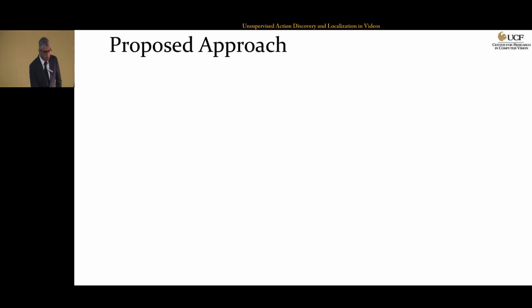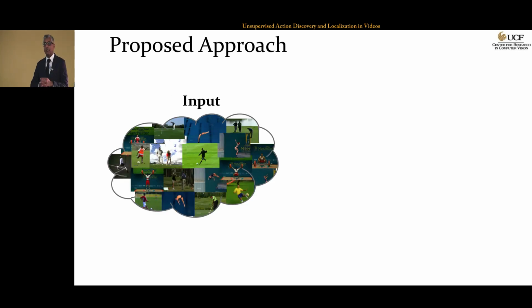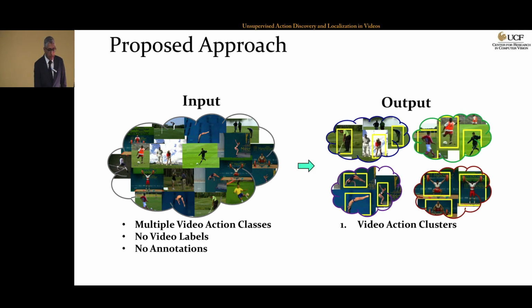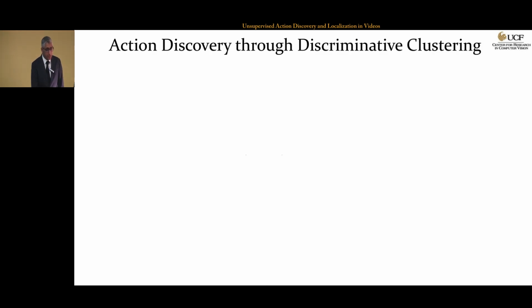So the proposed approach, as I mentioned, is that we are given a set of unlabeled videos, which have multiple actions, no labels for each video, as well as no annotations. Our task is to come up with these action clusters, or discover these actions, such that each cluster belongs to a particular action class. Next, we also want to annotate all these videos by putting a bounding box, as shown over here, the yellow bounding box. And lastly, using these two pieces of information, we come up with an action localization method to localize actions in testing videos.